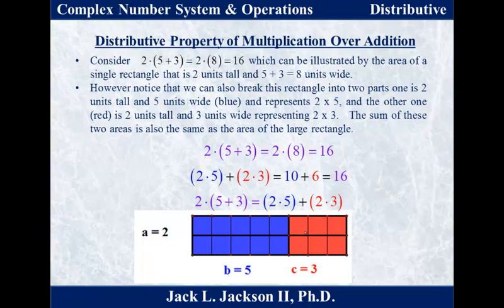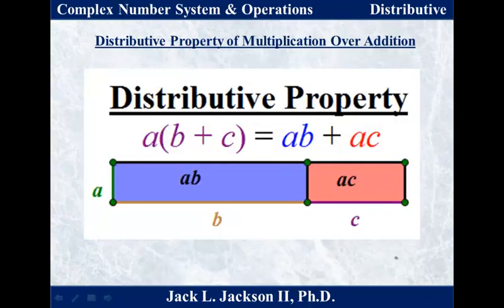Well, notice that you can do it like this. You can do the 2 times 5 and get 10, and the 2 times 3 and get 6, and add those up, and we still get the total 16 blocks. So this says 2 times (5 plus 3) is the same as 2 times 5 plus 2 times 3. Well, we can generalize this, and this becomes what's called the distributive property.